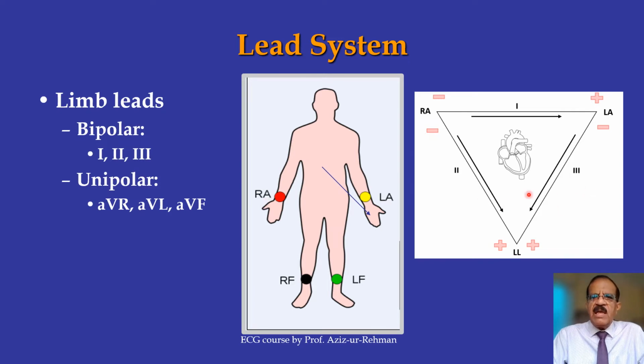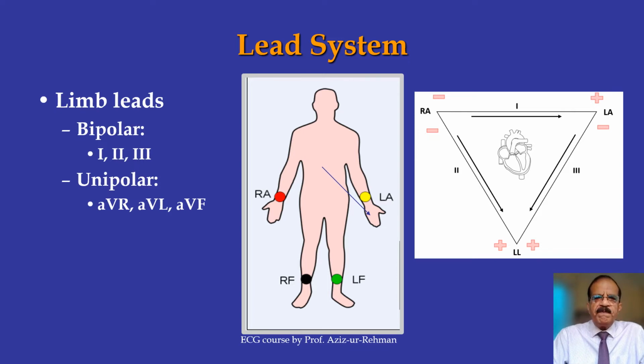Now this is again represented by the same. Lead 1 is between the right arm and left arm. It is here. And lead 2 is between the right arm and left leg. It would be like here. And limb lead 3 is between the left arm and left leg. It would be like here. And I'm going to show you in some more detail.